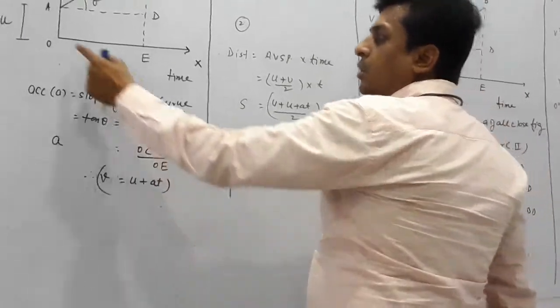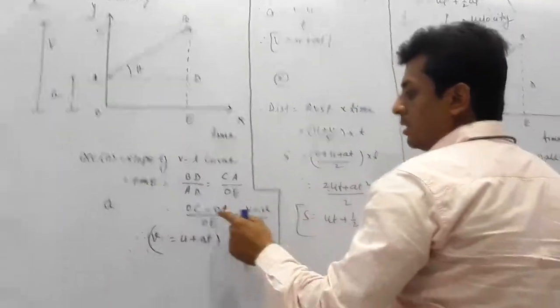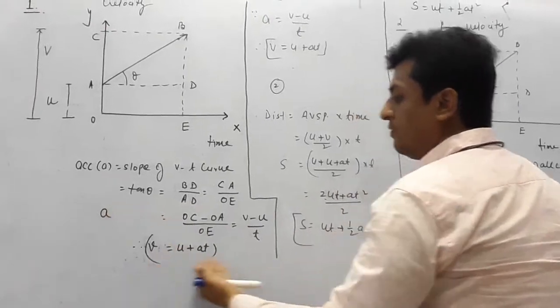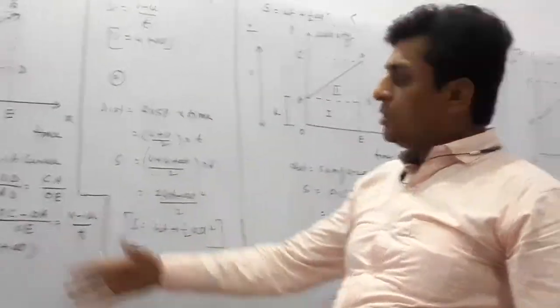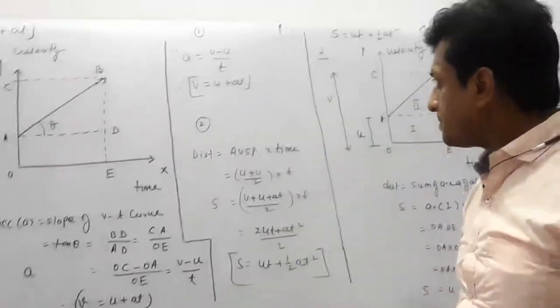Divide by OE. O to C is v, O to A is u, and OE means t. When you interchange t to this side, you will get v equals u plus at. So this is the derivation of the first equation of motion by the graphical method.